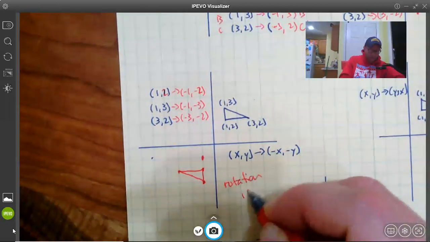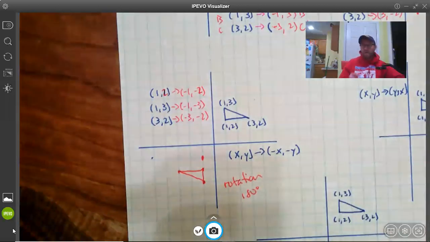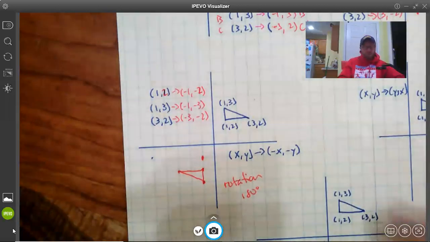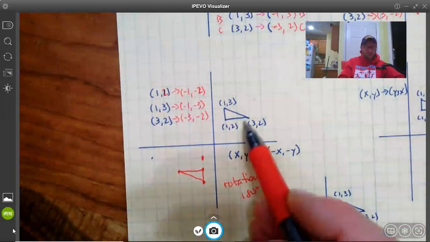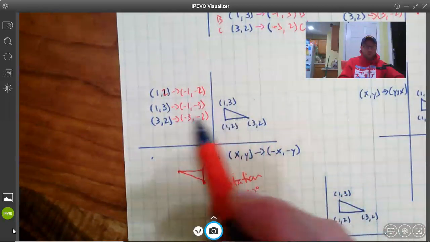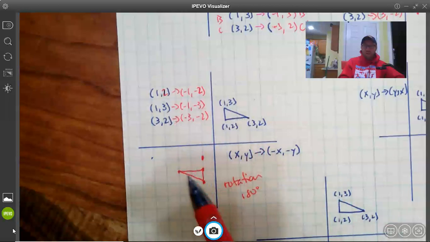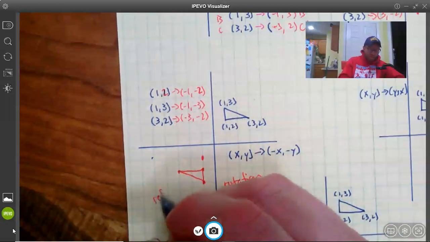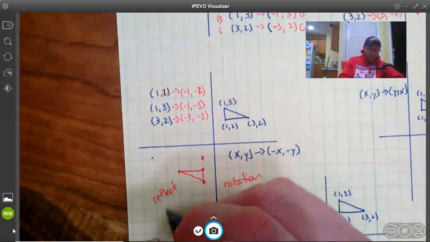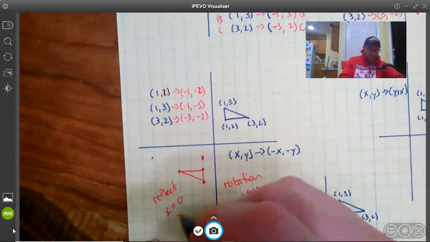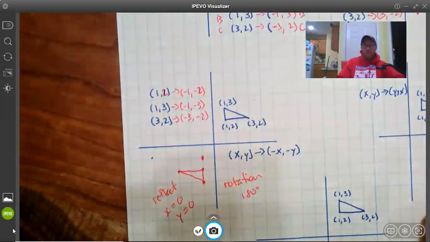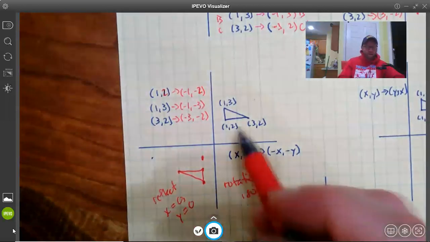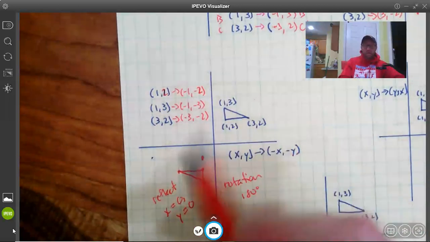rotation of 180 degrees. But also notice that that rotation is made up of a double flip. So we could flip across the y-axis and then across the x-axis to end up here. So reflect across x equals 0 and y equals 0 separately. That'll achieve the same thing. So it's either a double reflection or it's a rotation.